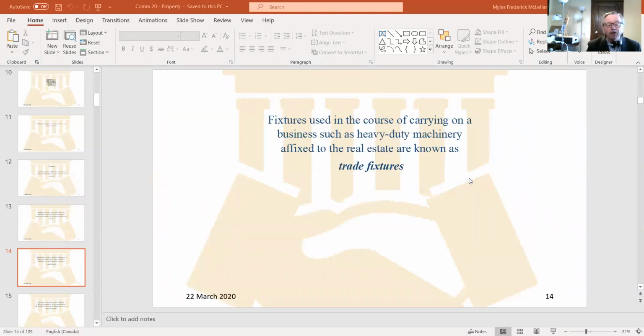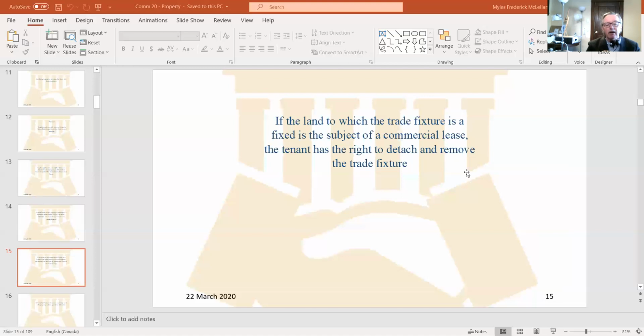Fixtures, however, used in the course of a business, and this is things like heavy-duty machinery in factories. So, for instance, Algoma Steel has a number of very large pieces of machinery in a factory. They're considered what are called trade fixtures, which are treated differently than other kinds of fixtures, in that trade fixtures serve a purpose, obviously, of generating income for a business.